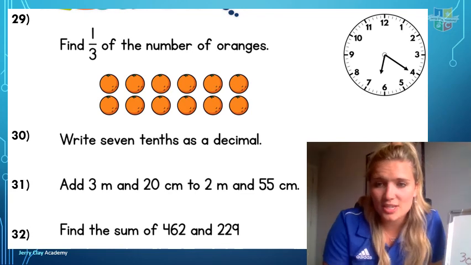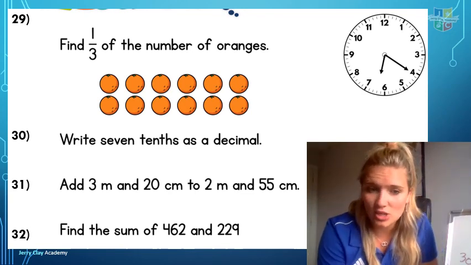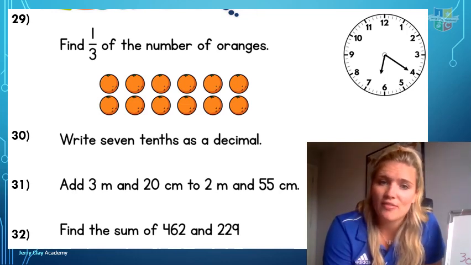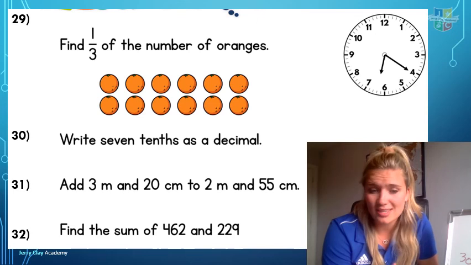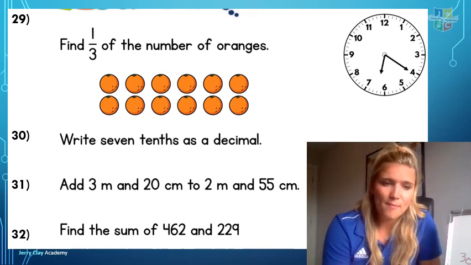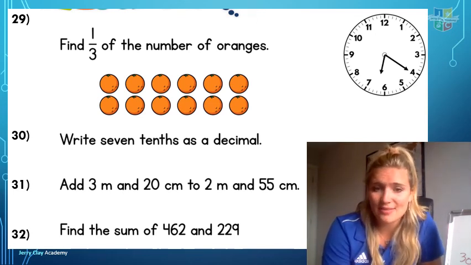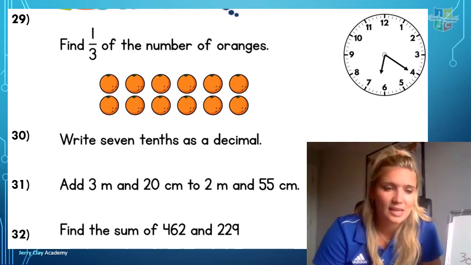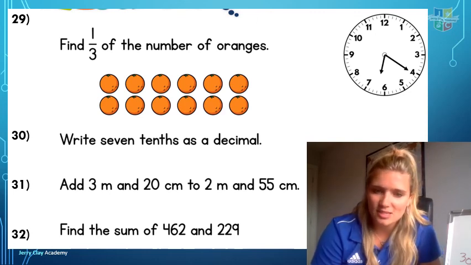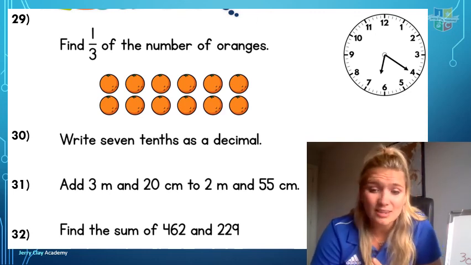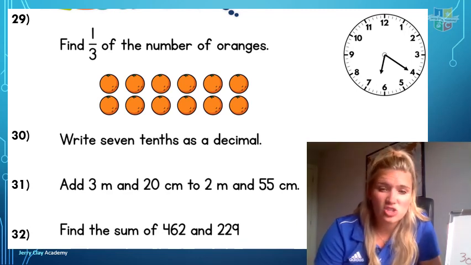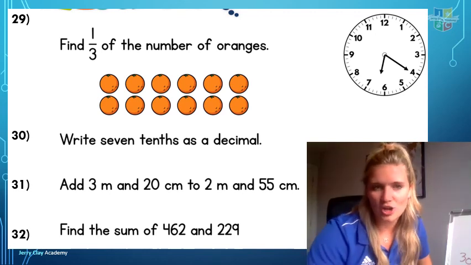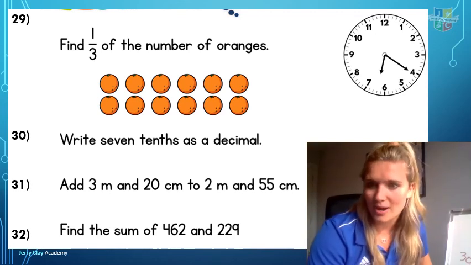Finally, the last few questions. Tell me the time on the analog clock, and tell me it digitally as well. Then for 29, you're finding a third of the number of oranges, so again, counting the number of oranges and finding a third of it. Then for number 30, you're writing 7/10 as a decimal, so please make sure you use your column method to write it in to see where it's going to be. Then you're adding 3 meters and 20 centimeters to 2 meters and 55 centimeters. There are obviously the different methods we've covered. And then find the sum, the total, of 462 and 229. So that's a nice easy one to finish on. Once you've done that, press play. We'll see if we've got them right.